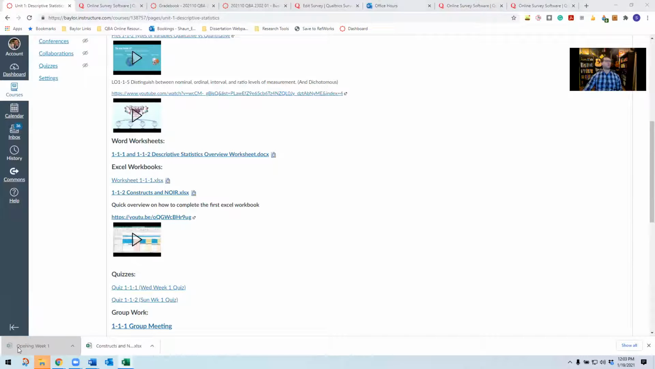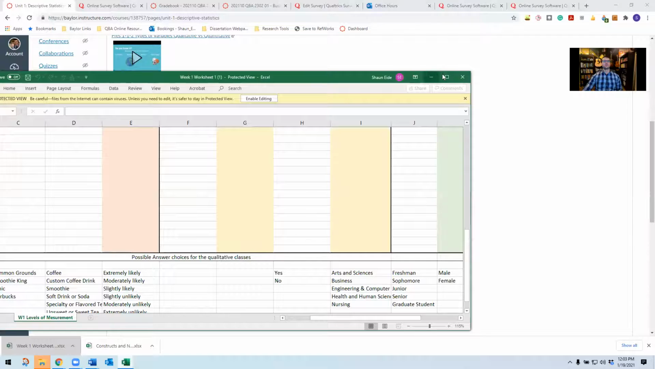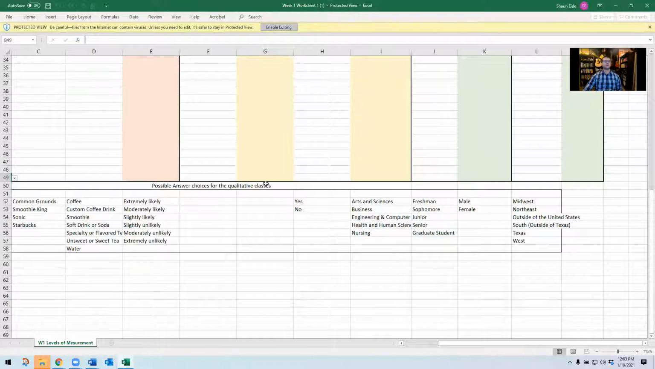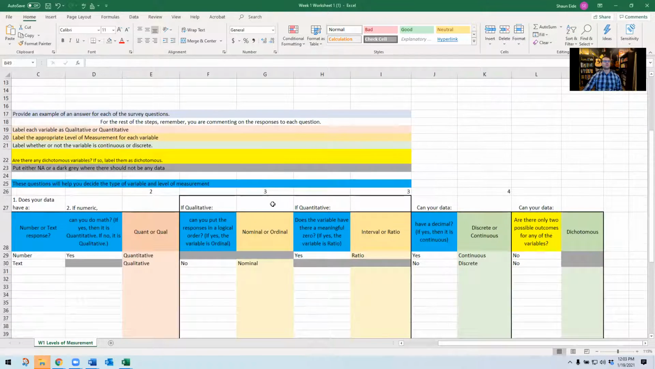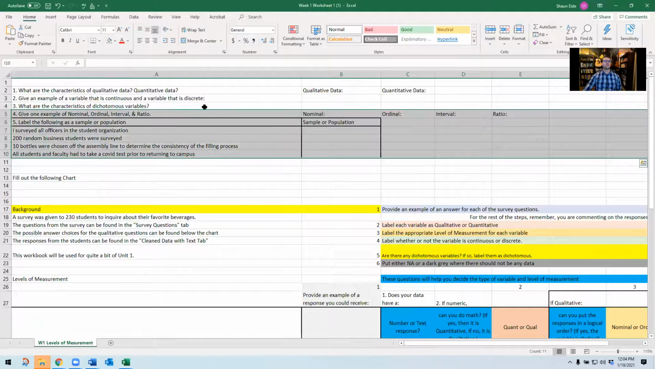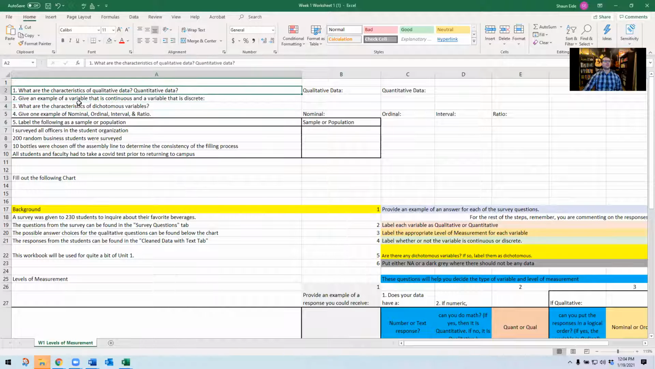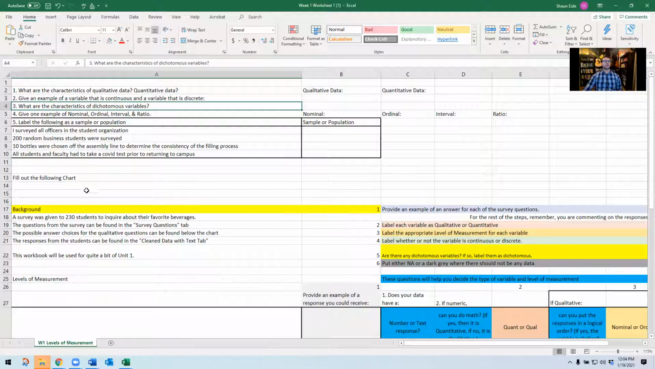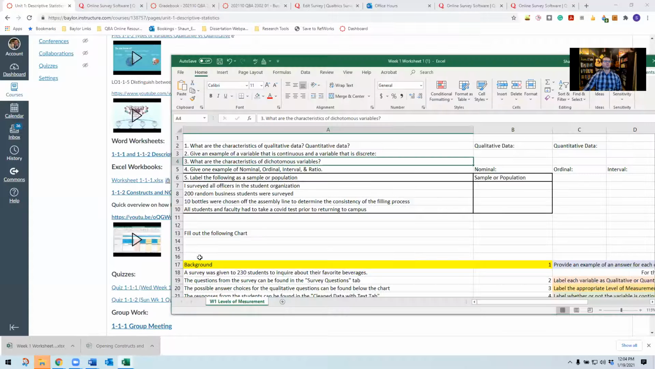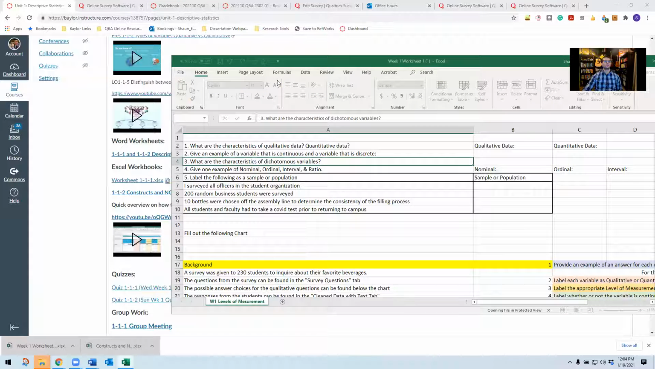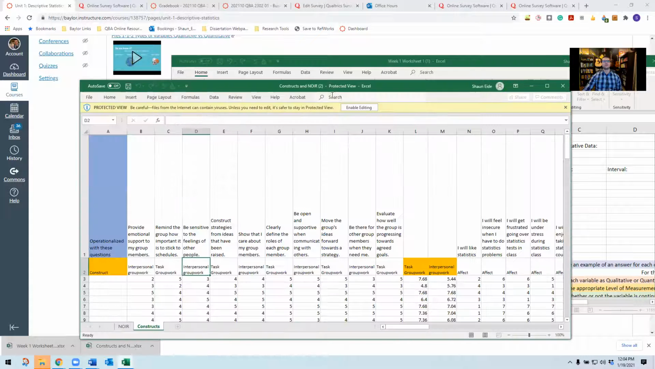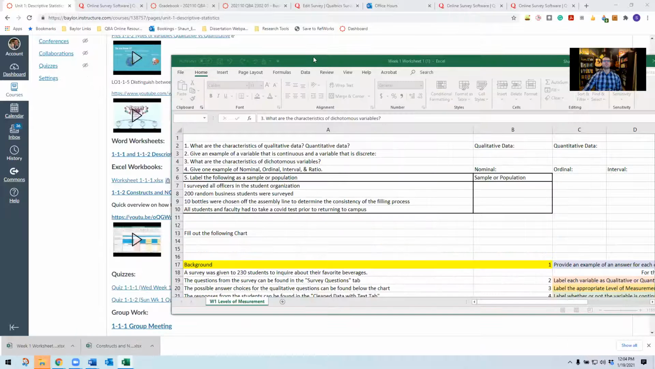Okay, so I'm going to open up 111 and we'll take a look through this. I'm going to enable editing. I'm going to come right up here at the very top, and we're going to start at number 1, worksheet 1, levels of measurement. And I'm going to open up 112 as well, and I'll just have that ready to go in just a minute.